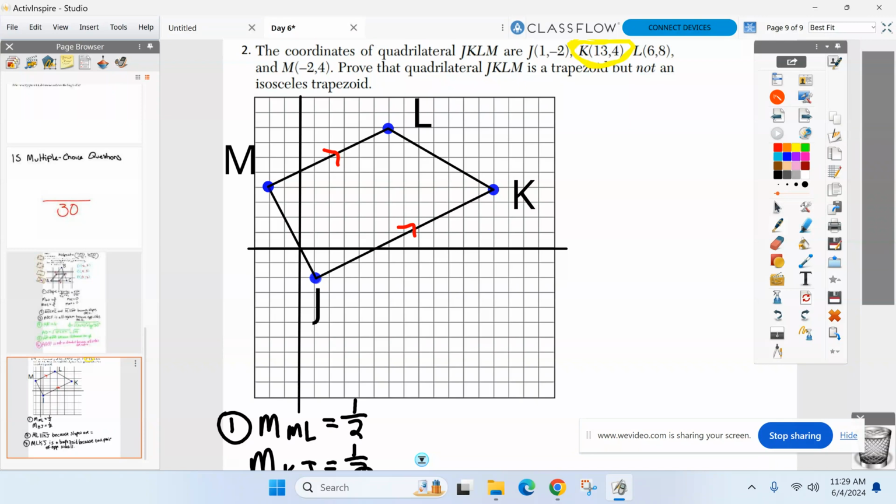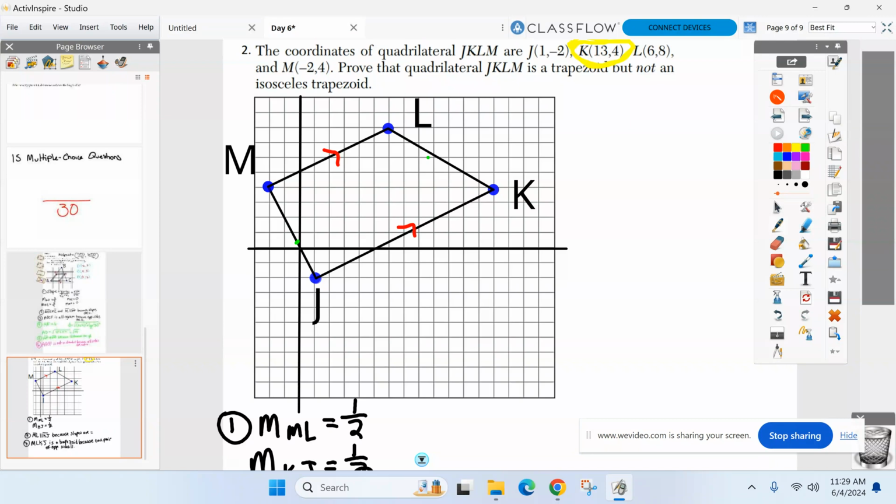Yes, I could prove the diagonals are not congruent, or I wasn't even thinking that, or prove the other pair of sides are not congruent. Anybody remember what we call those in the isosceles trapezoid? It's called the legs. Yeah, that's absolutely right. Wow. Prove the legs not congruent.